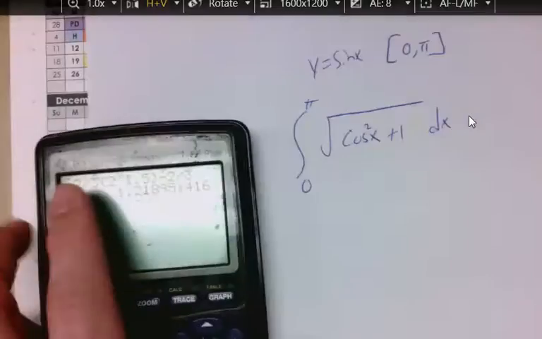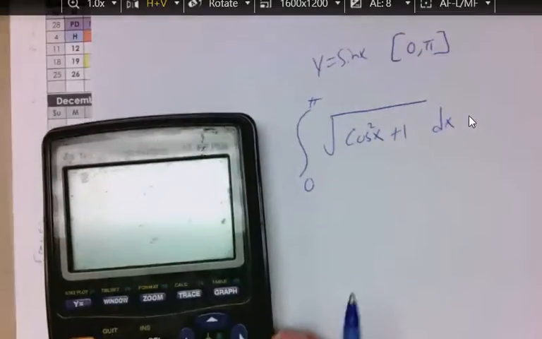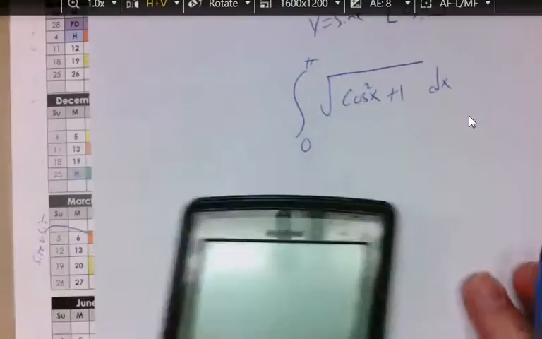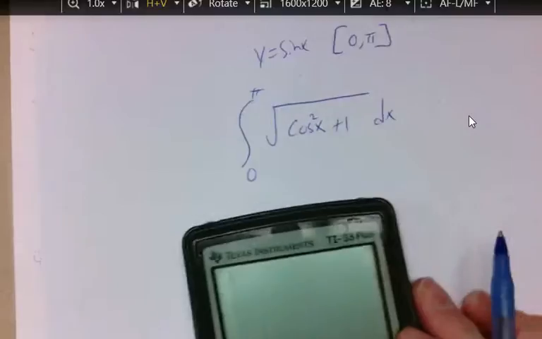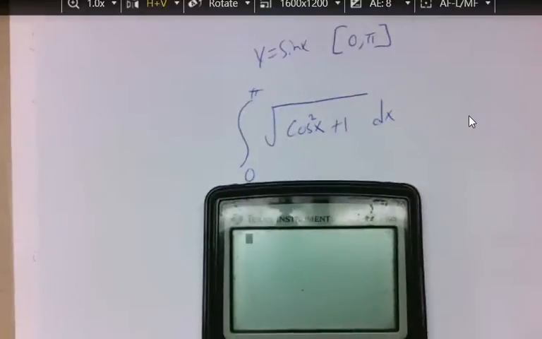I'm not doing that one by hand, so we're going to go straight to the calculator and get what we get. There's a little glare there. Let's see if I can find a better spot. There we go. How about that? Make sure you're in radians, of course. So we're going to do the square root. Cosine squared, so I'm going to put that in parentheses, cosine x squared plus 1. Close the parentheses for the square root, comma x, comma 0, comma 1. Close the parentheses for the whole thing.